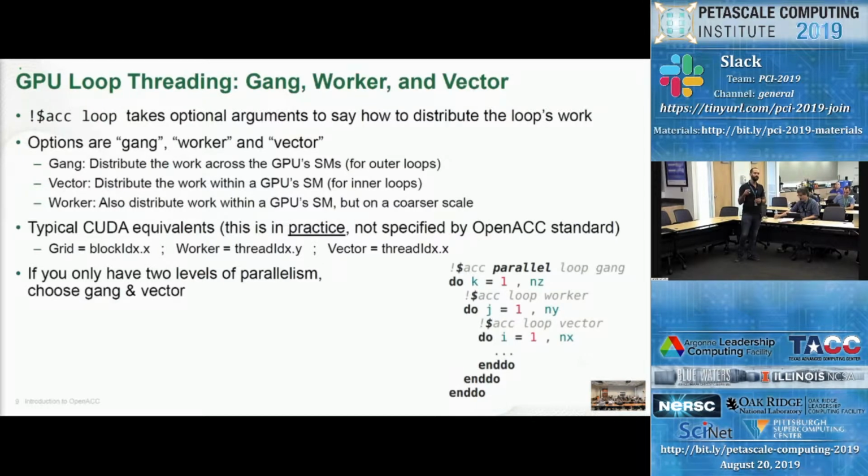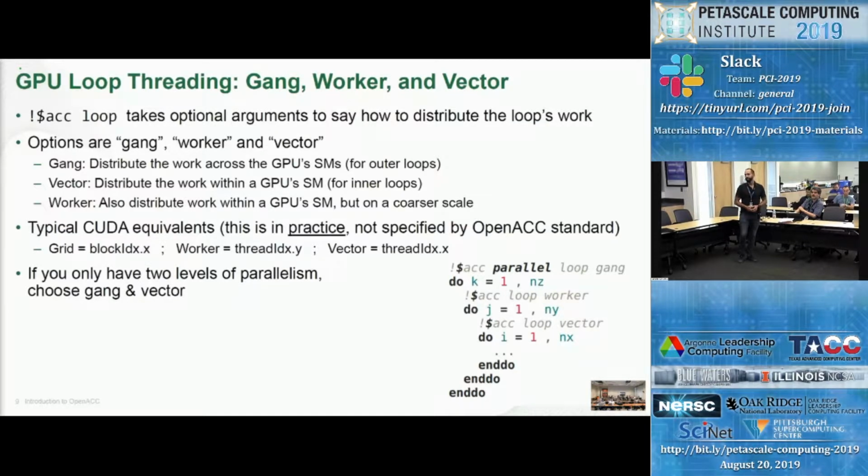So any loop decorated with worker or vector, that is the true SIMD work on the GPU. The gang is less SIMD, it's more distributed across multiple vector machines. If you know CUDA, these are the equivalents. The grid, actually that should be gang, not grid, but the gang is effectively the grid. It's block ID x.x. And the worker and vector are the XY of the thread ID within a single block.